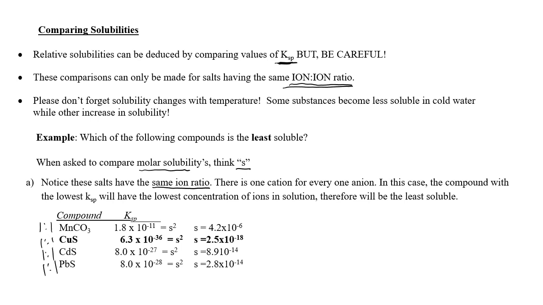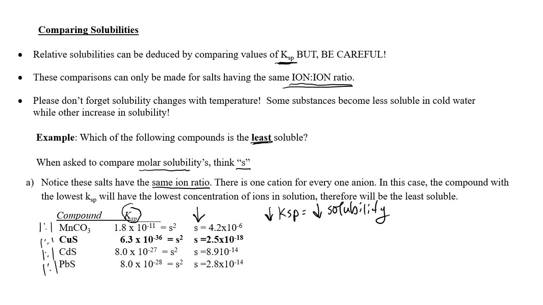So when we're looking at compounds that have the same ratio of cations to anions, you can look directly at the KSP value. The one that is least soluble will be the one with the lowest KSP. Lower the KSP, the lower the solubility. If the ion ratios are the same, we don't have to necessarily look at the S values here. So this is the more convenient of the two types of problems.